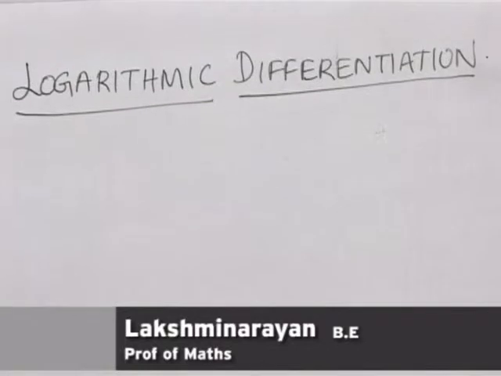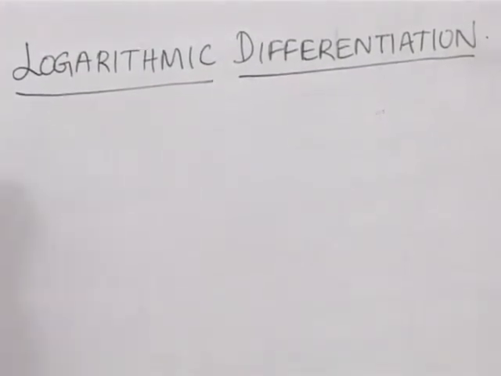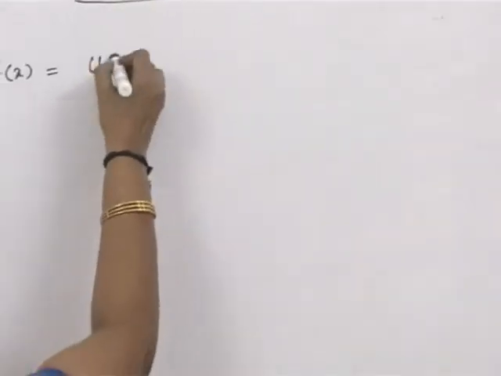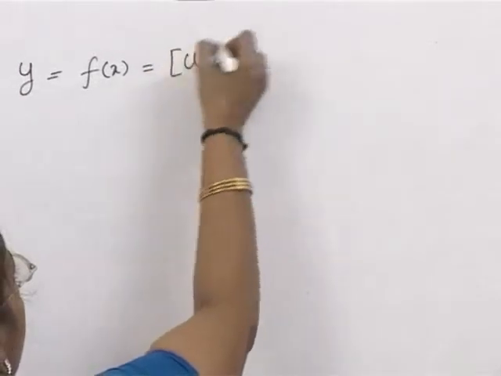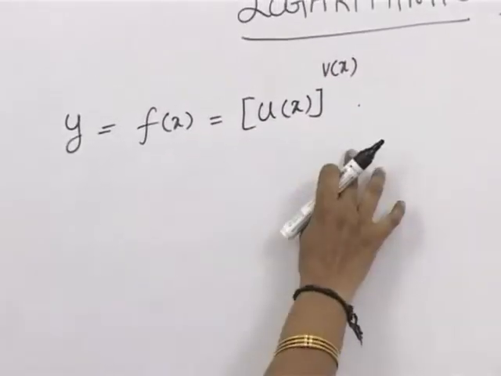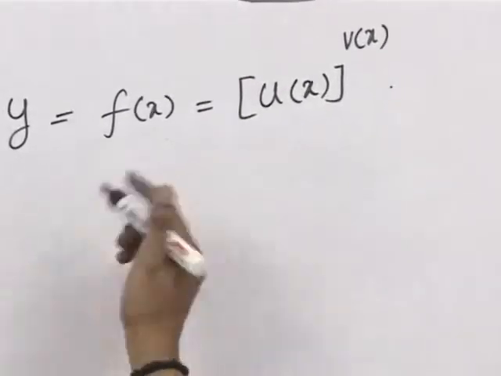So the next topic is logarithmic differentiation. Now suppose we have a function y is equal to f of x, which is equal to u of x power v of x. Now there is no simple way of just differentiating it. So we will try to take logarithms on both sides.